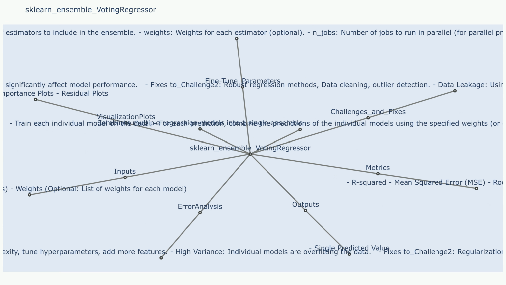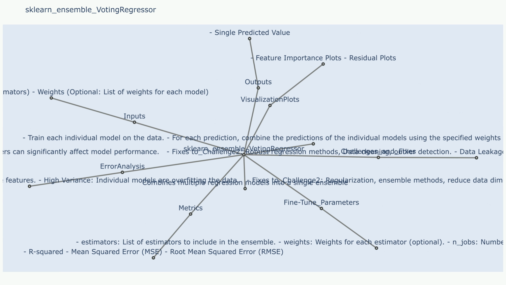Uncertainty methods. Confidence intervals. While not directly implemented within VotingRegressor, you can obtain confidence intervals for the combined prediction by analyzing the individual confidence intervals of the estimators. Challenges and fixes. Challenge 1: overfitting. If the individual models are overfitted to the training data, the voting regressor can inherit this overfitting behavior.